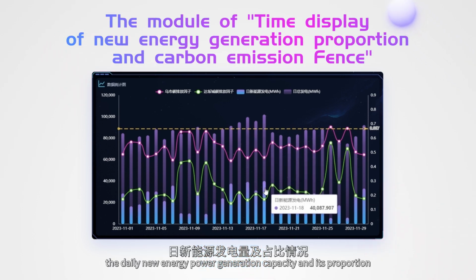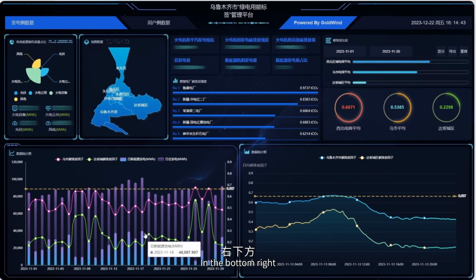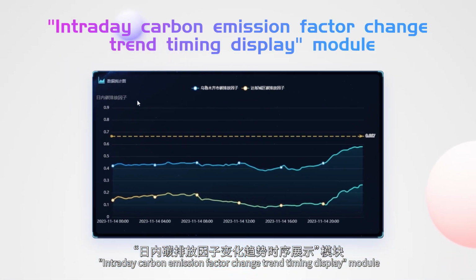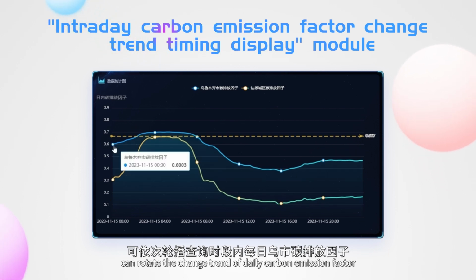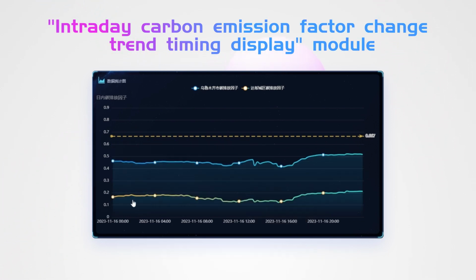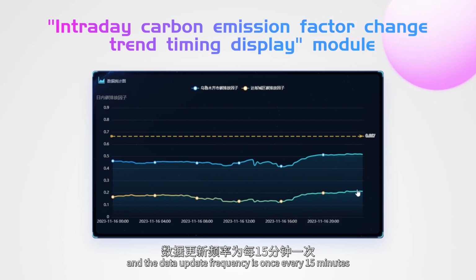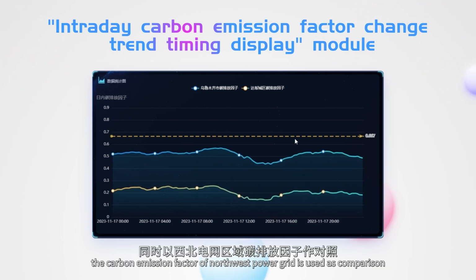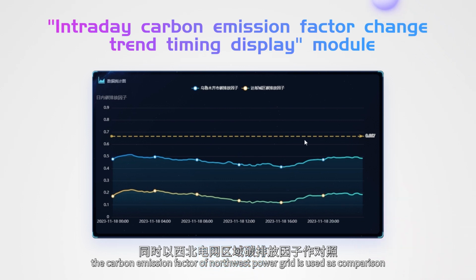its proportion. In the bottom right, intraday carbon emission factor change trend time and display module can display the change trend of daily carbon emission factor in Daban City during the query period, and the data update frequency is once every 50 minutes. At the same time, the carbon emission factor of Northwest Power Grid is used as comparison.